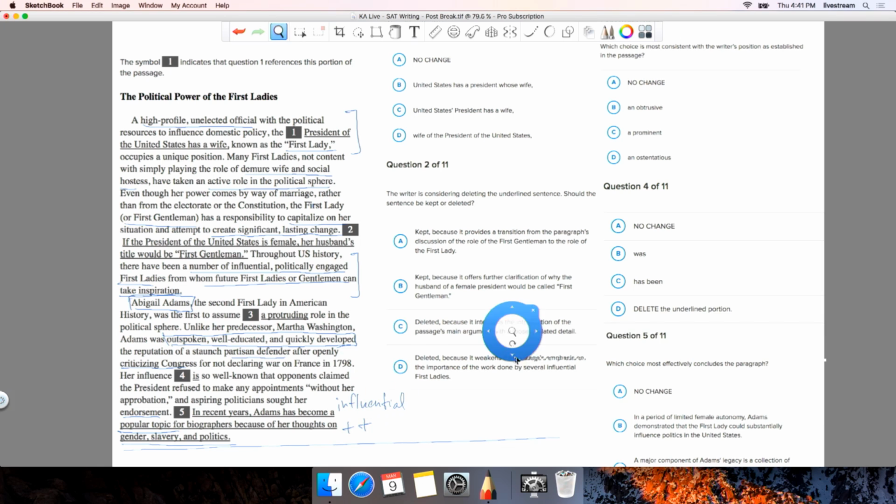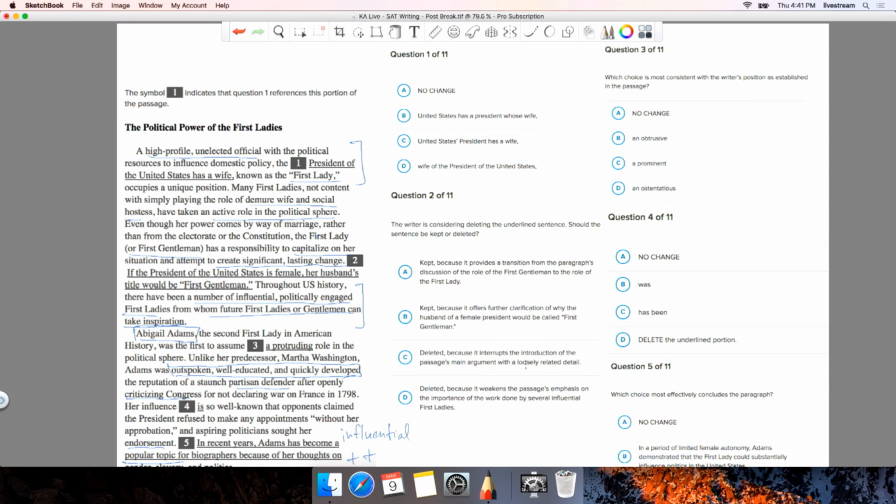Okay, now we're going to take a look at this first question. So question number 1, there's no question here. So this is what's called a stemless question. And so what that means is that you want to refer back to this part of the passage where you see the 1, and it's asking you, should that part of the passage be changed or not? And if so, how? So let's reread some of these sentences again to get the context of the passage.